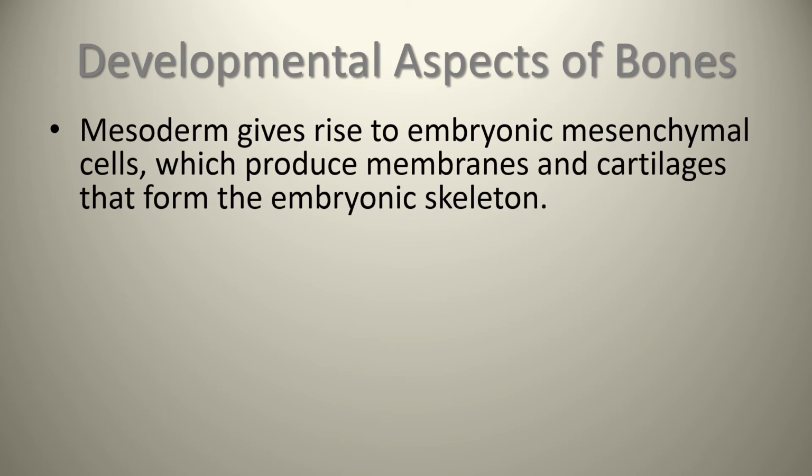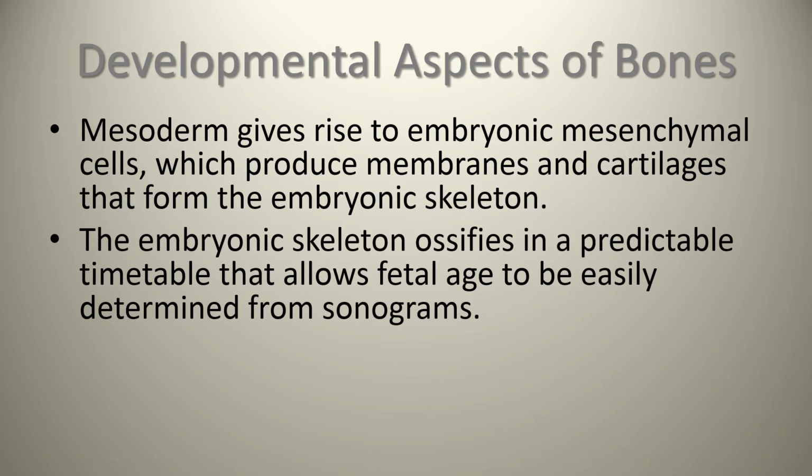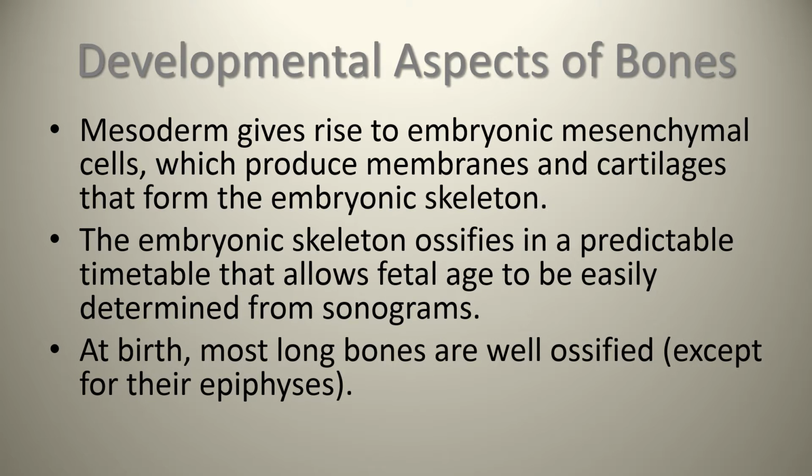Basically, the mesoderm gives rise to embryonic mesenchymal cells which produce membranes and cartilages that form the embryonic skeleton. The embryonic skeleton ossifies in a predictable timetable that allows fetal age to be easily determined from ultrasound sonograms. At birth, most of the long bones are well ossified except for their epiphyses, and the epiphyses are not ossified in order to allow growth.